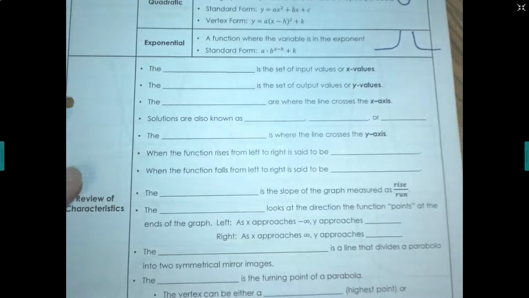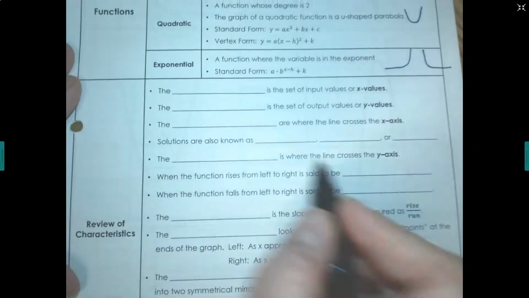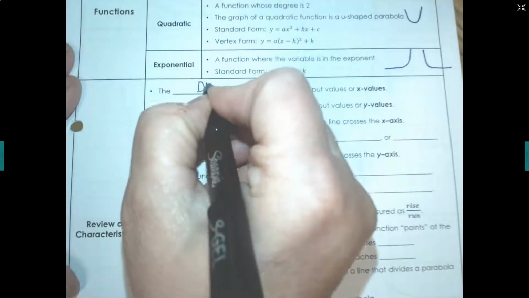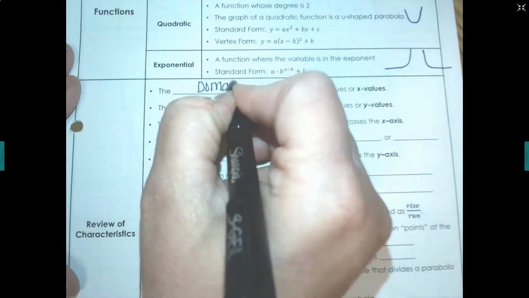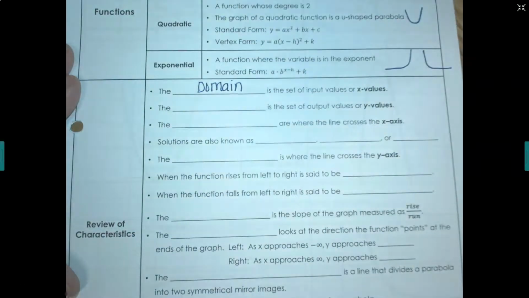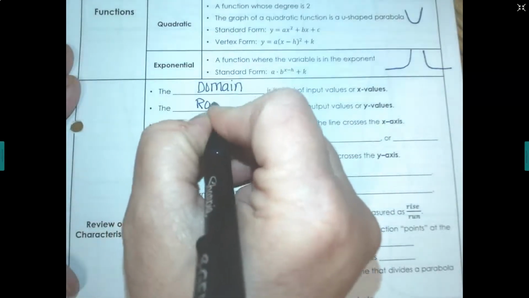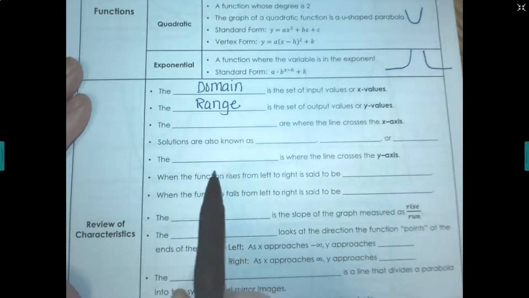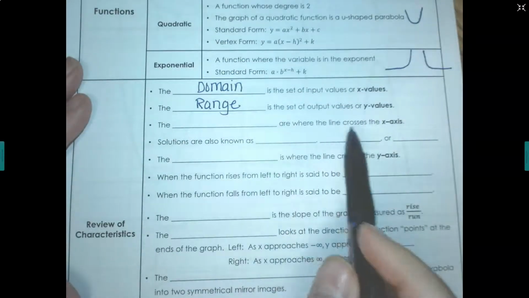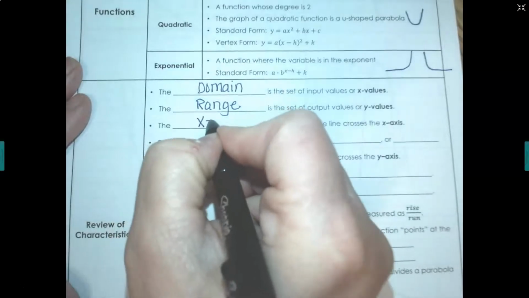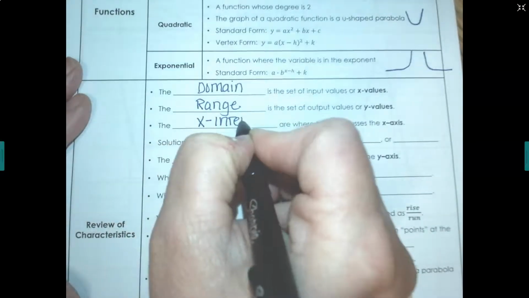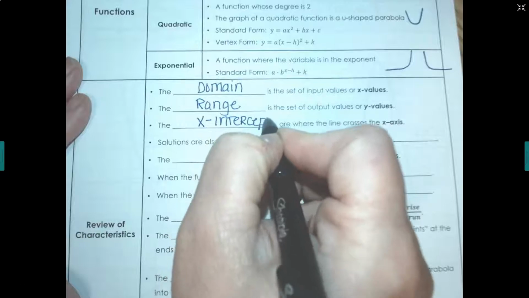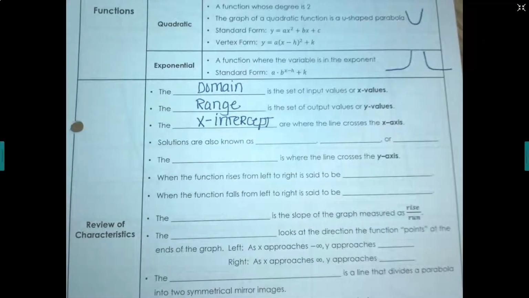The blank is the set of input values, or x values. So that's going to be our domain. The range is the set of output values, or y values. So we're only talking about y values when we talk about range. The x-intercept is where the line crosses the x-axis. And you can have more than one x-intercept. It depends on the graph.